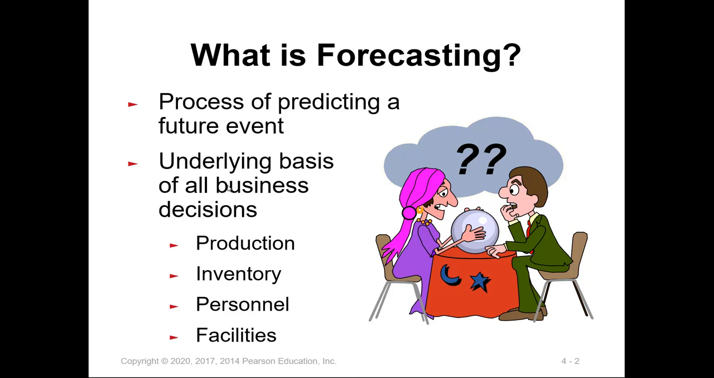Inventory. If you would like to increase the inventory or decrease inventory, you need to know what's going to happen in the future. Personnel, you need to hire people or to lay off people. You need to know what's going to happen in the future. And facilities, if you need to buy facilities, rent, or expand, then you need to know what's going to happen in the future. So basically, forecasting is the process of predicting what's going to happen in each area and how would that impact profit, sales, cost, and competition.